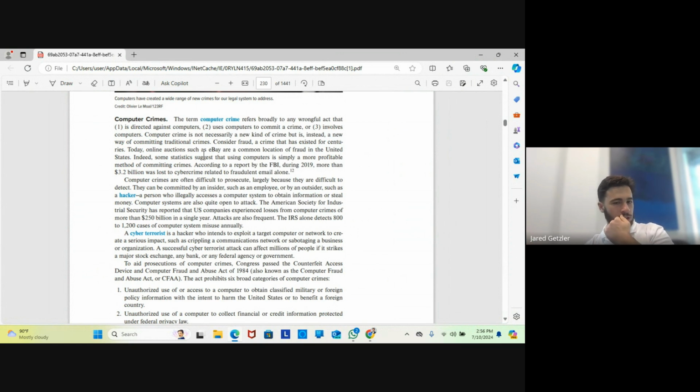And let's say, for example, I am a hacker and I decide to hack into your trading account and take some money in order for me to trade. That makes me a hacker. So I'm illegally accessing a computer system to steal money, which would fall under this definition. And then also we have a cyber terrorist. Let's say I hack into the FBI's database and find classified documents regarding a case. So not only am I a hacker, but I'm also trying to cause a serious impact. That classifies me as a cyber terrorist.